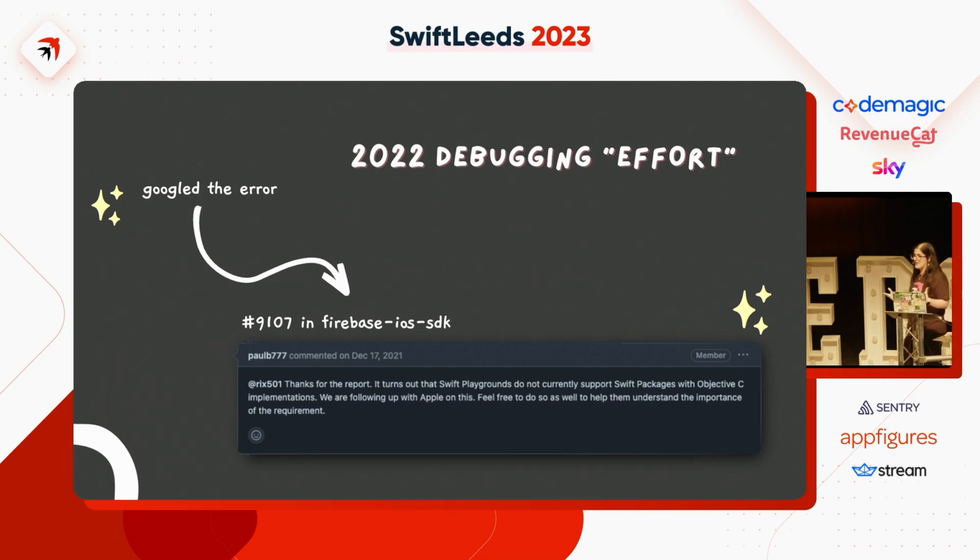But the first result I found was in the Firebase iOS SDK that said, thanks for the report. It turns out that Swift Playgrounds do not currently support Swift packages with Objective-C implementations. We are following up with Apple on this. Good, I thought. Of course, what can I do at that point? I'm like, oh, right, I can file a feedback of my own, but there's nothing much I can do. So I kind of left it.